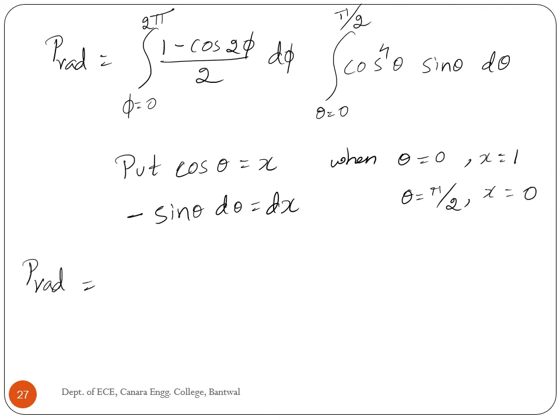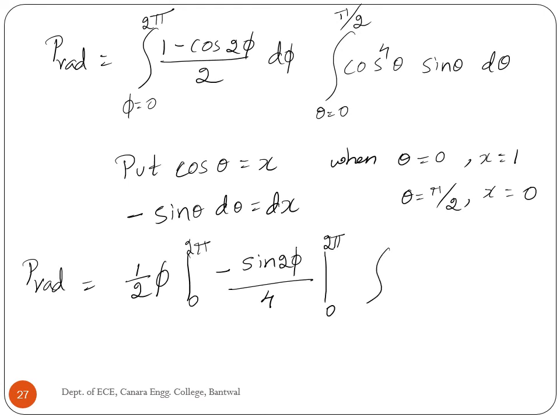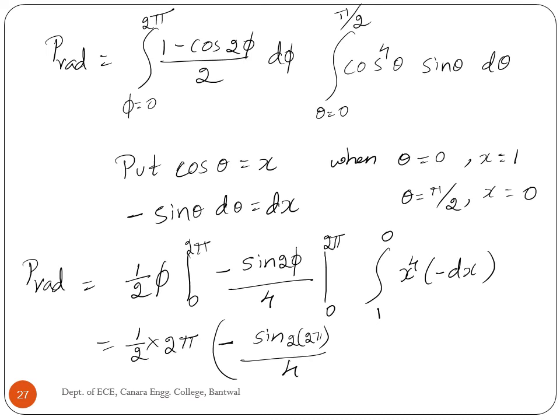Therefore, the radiated power is equal to the integration of half, which is half phi, limit 0 to 2 pi, the integration of minus cos 2 phi is sin 2 phi divided by 2 into 2, it's 4, limit 0 to 2 pi, and the integration of cos to the power 4 theta sin theta d theta is x to the power 4 minus dx, 1 to 0, which is equal to half into 2 pi minus sin 2 phi into 2 pi divided by 4, into the integral 0 to 1 of x to the power 4 dx.